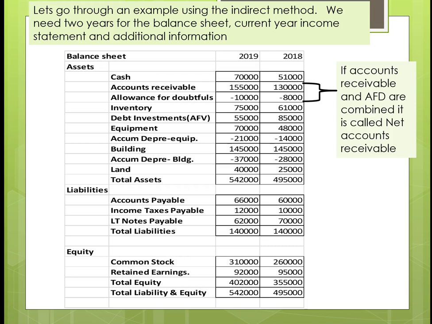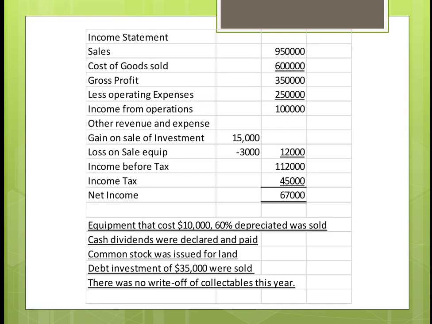Now, whenever you see allowance and allowance for doubtfuls, a lot of times those will just be combined and they'll be called net accounts receivable. Now what you also need, that's why this statement is always prepared last, is the income statement and some additional information. You would need to know if there were any gains or losses. You'd need those isolated. You'd need to know the depreciation expense that's included in there.